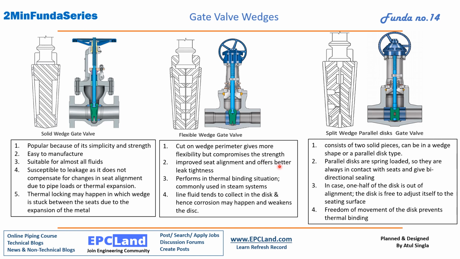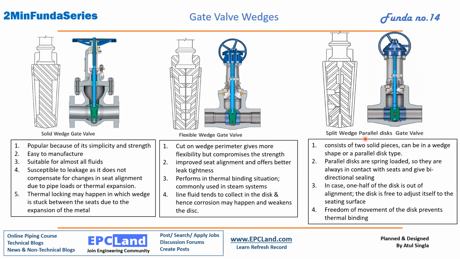So often better leak tightness. When it is aligned with the seating and it is giving better tightness, leakage chances are very low. It performs well in thermal binding situations. As we have discussed here, thermal locking may happen, and it performs better in such cases. Line fluid tends to collect in the disc. Some fluid may collect here, which may cause some corrosion and may weaken the disc. So this is one of the drawbacks in this kind of flexible wedge gate valve.